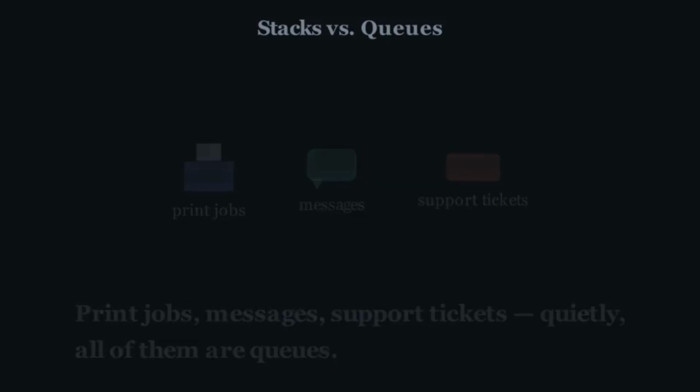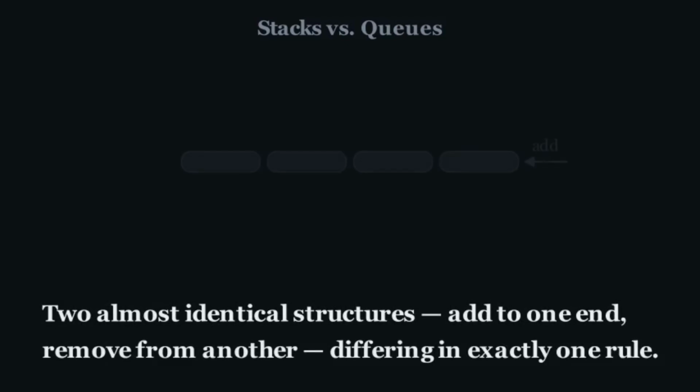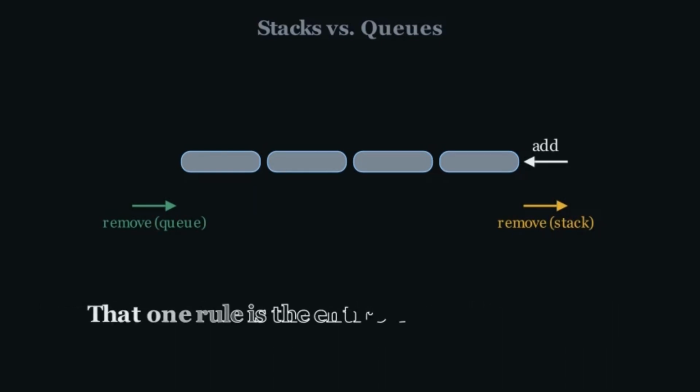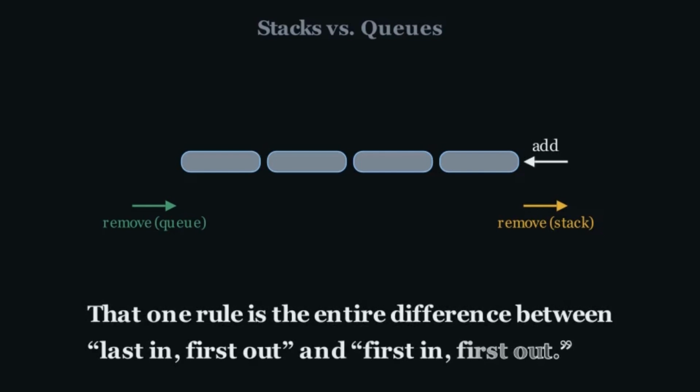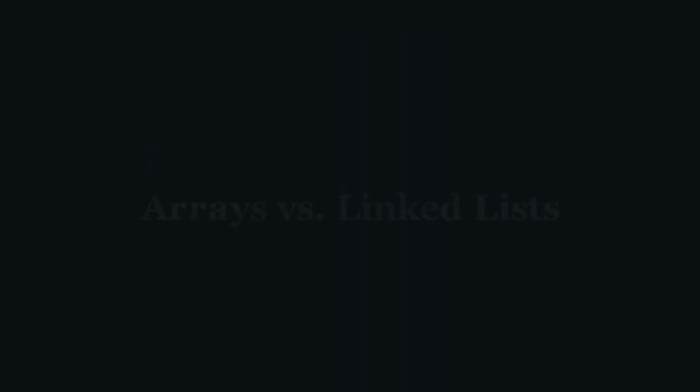So really, what we have are two almost identical structures. Add to one end, remove from another, that differ in exactly one rule, which end you remove from. And that one rule is the entire difference between last in, first out, and first in, first out.